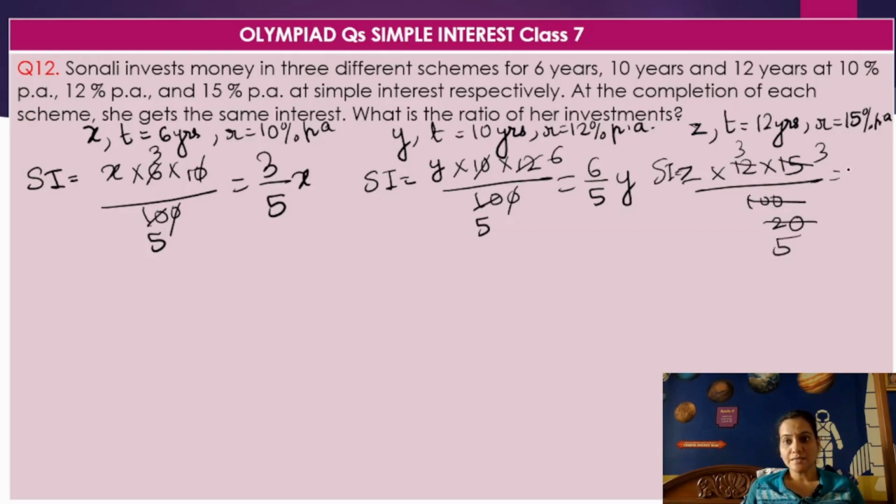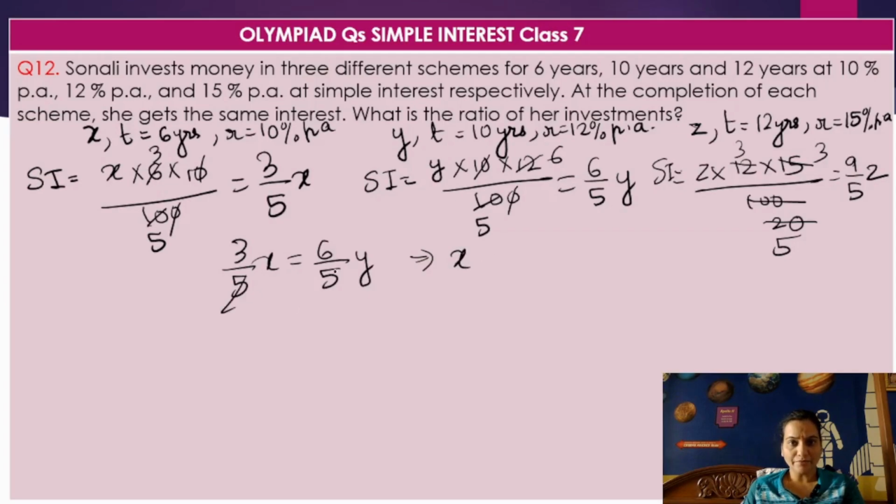So what remains is 9 by 5 z. Now we can equate all this because simple interest is same in all the 3 cases. The simple interest doesn't change, so it remains the same. So we can equate all this. So here 3 by 5x is nothing but equal to 6 by 5y, right? So x in terms of y is how much? 5 and 5 get cancelled. 3 ones are 3, 3 twos are 6 also get cancelled. x is equal to 2y.